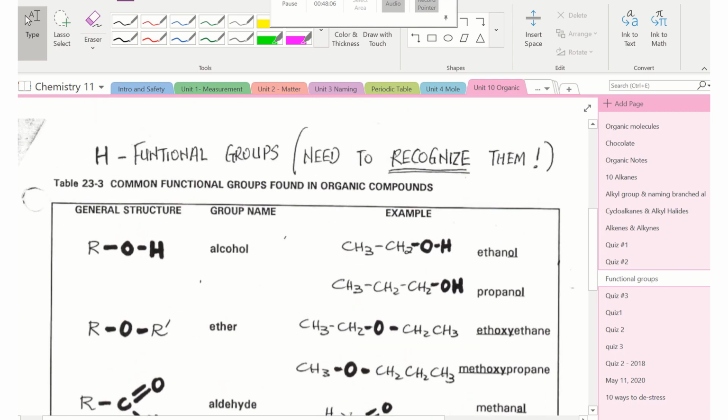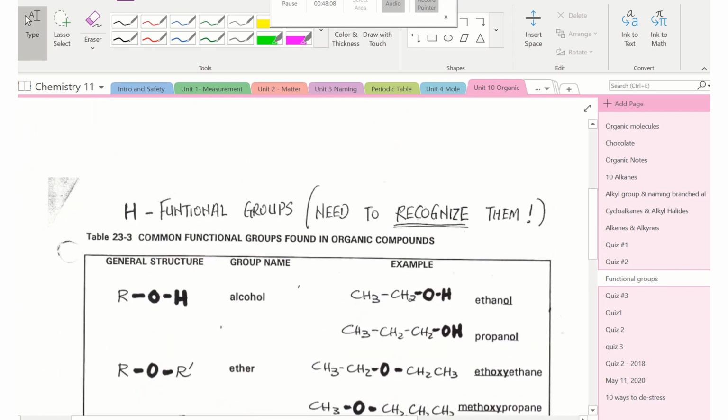I'll go over the first one with you because I know alcohol is something you guys are familiar with. So the R group here on the left-hand side is the generic group. It could be like ethane, so 2 carbons, or propane, 3 carbons, and so on. And the alcohol is adding this functional group called OH at the end.